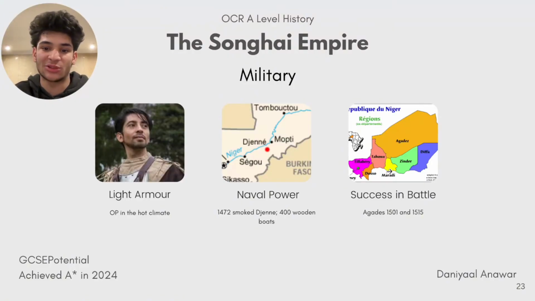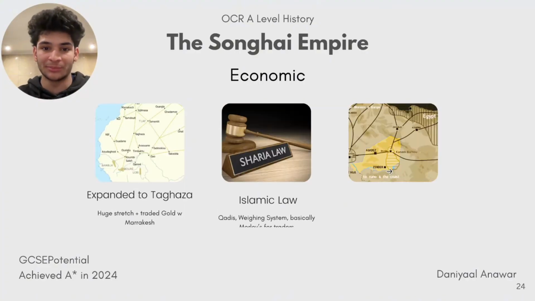Third point, success in battle. So I guess the piece of evidence here is just in Agadez, which is part of Nigeria, in 1501 and 1515, the Songhai Empire was able to steal the land, basically, take over the region. They were able to do so twice. I guess it doesn't necessarily reflect them in the best state, because the fact that they were able to lose it after 1501 is slightly questionable. But then again, the fact that they were able to get it back means it was a good thing. So you can take that in either direction. Shows them as weak or shows them as strong, depending on how you view it.